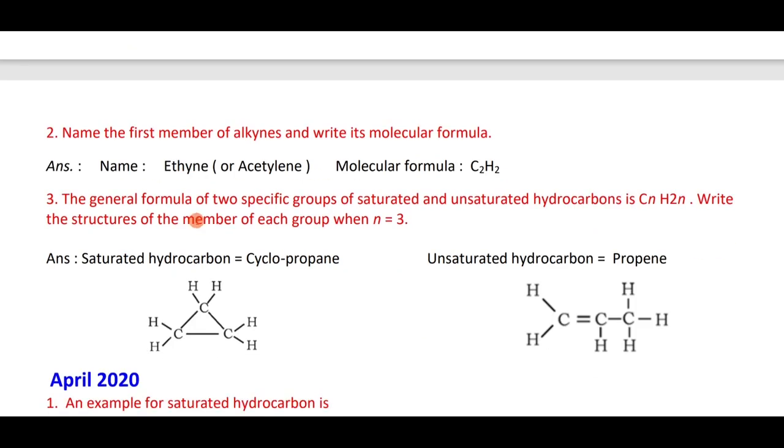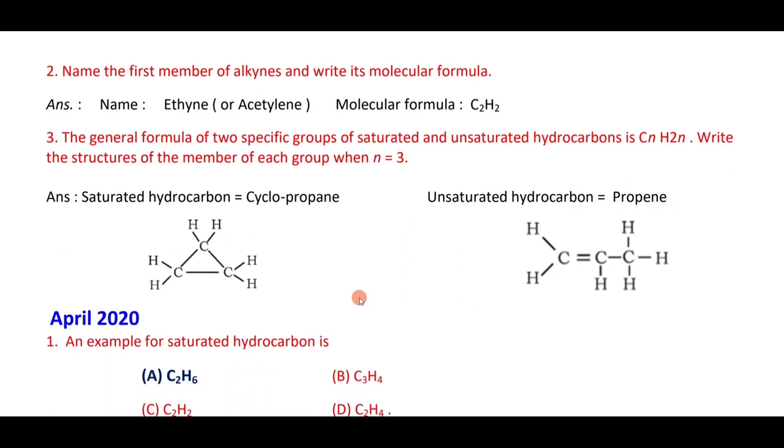Write the general formula of two specific groups of saturated and unsaturated carbon compounds: CnH2n. Write the structure of the member of each group where n equals 3. Cycloalkanes have the same general formula CnH2n, whereas alkenes also have the same. So cyclopropane and propene. These are the structures. Dear students, I'll make a separate video on how to write the structures of carbon compounds in detail.